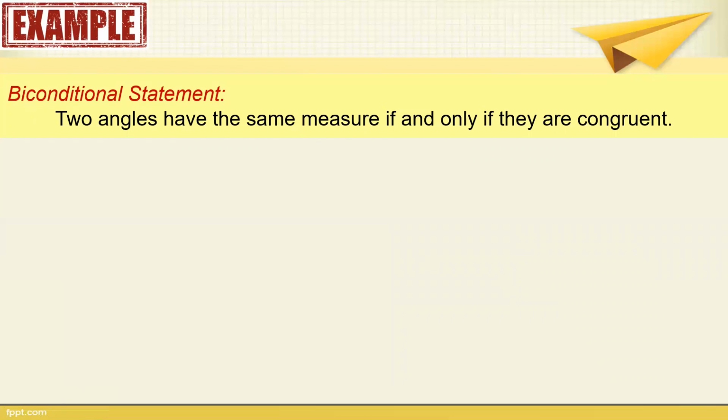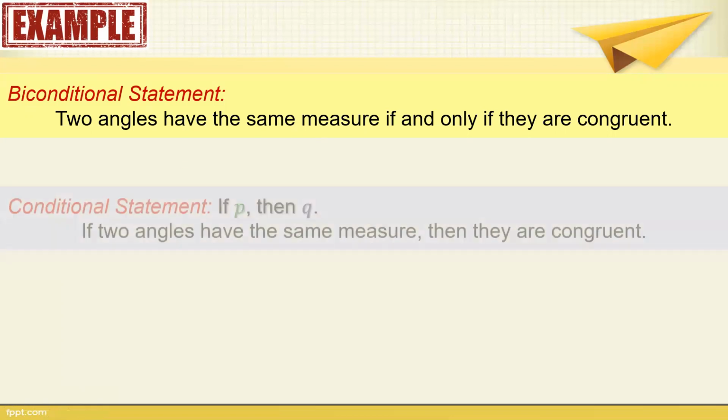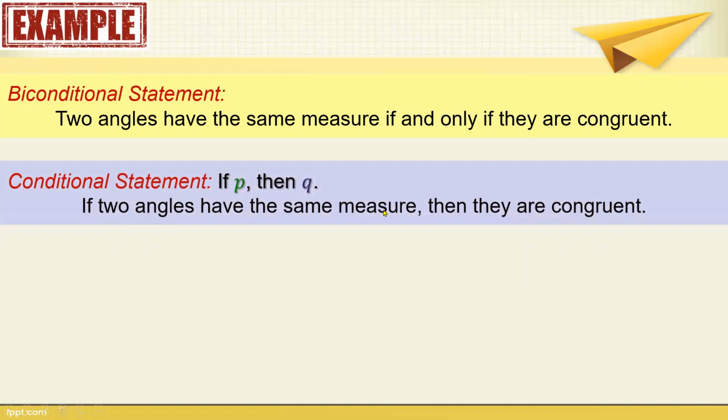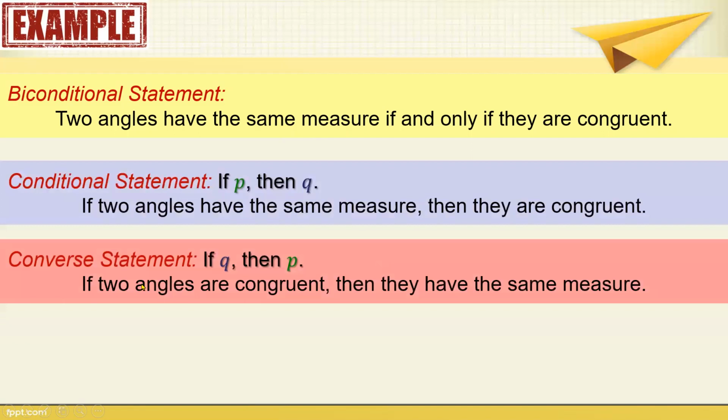Two angles have the same measure if and only if they are congruent. Okay, tama naman. Pag may dalawa kang angles na pareho ang measure, so congruent sila. Okay, ang conditional nito, we have if two angles have the same measure, then they are congruent. Okay? Ang converse niyan, switch lang natin, if two angles are congruent, then they have the same measure. Yan, baliktad lang siya. Diba? Maiwan yung two angles sa unahan natin kasi siya yung subject, siya yung pinag-uusapan natin doon. Okay, next.